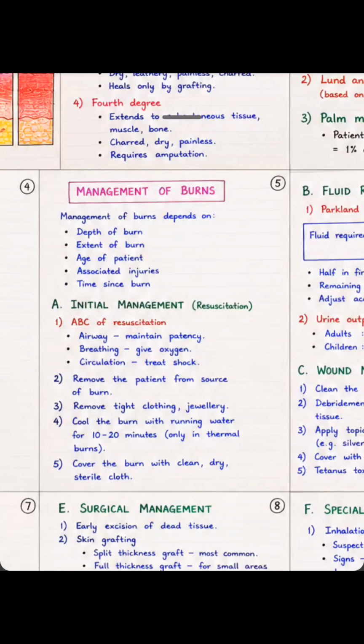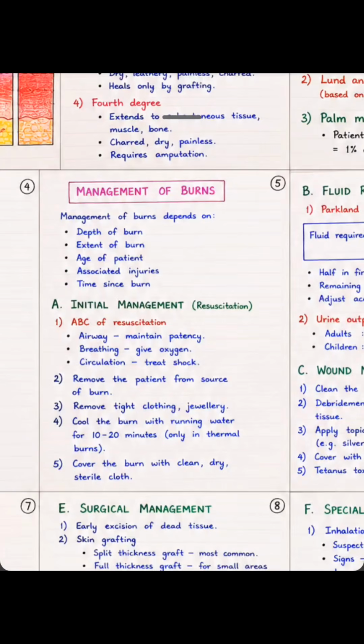Third is remove tight clothing and jewelry. Why? Because swelling can occur after a burn and tight clothing and jewelry can become problematic, so they should be removed. Fourth step, cool the burn with running water for 10 to 20 minutes only, especially in thermal burns. The important point is running water for 10 to 20 minutes only. Fifth is cover the burn with clean, dry and sterile cloth. And finally the initial management sequence is ABC, remove source, remove tight items, cool and cover.